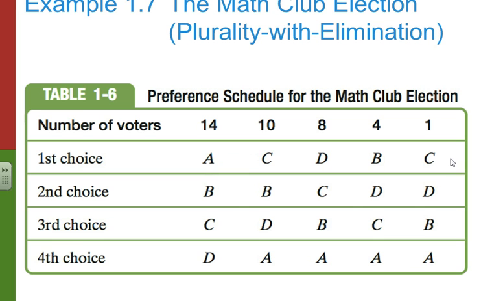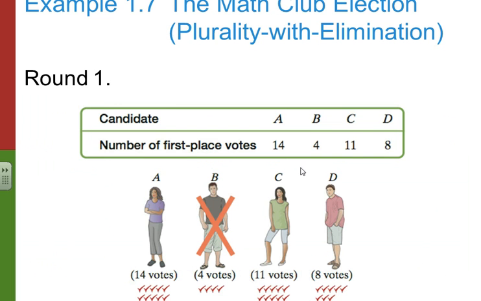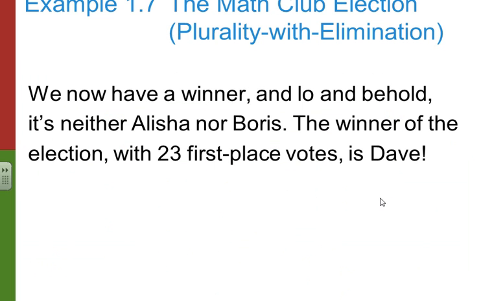and that's why D won. So as I eliminate the candidate, when I eliminate B, D gets 12 votes. When I eliminate C, B's already been eliminated. D gets all the rest of the votes, and A loses the election. Isn't that lovely? Such a lovely method.